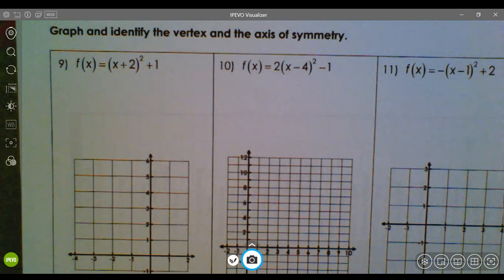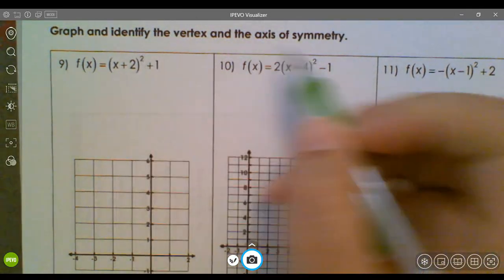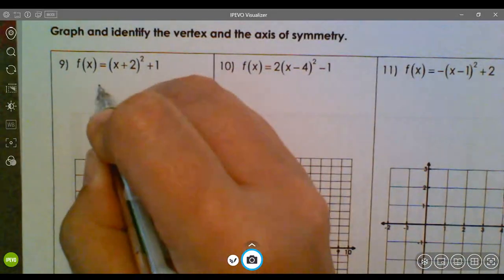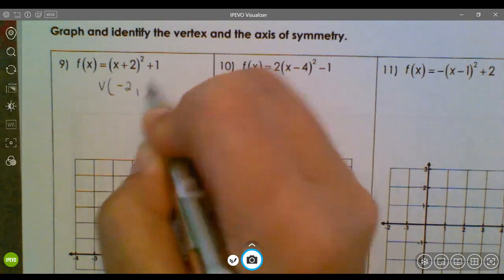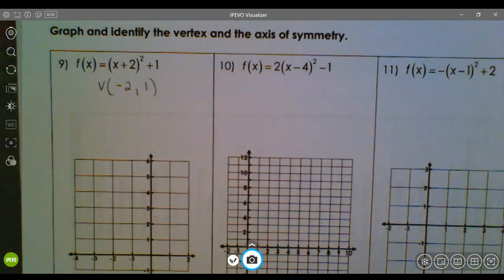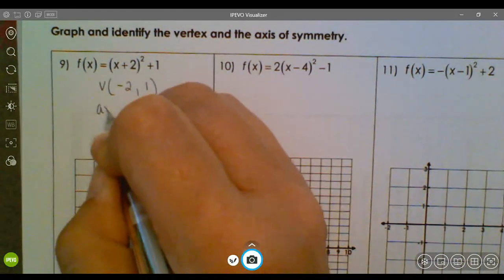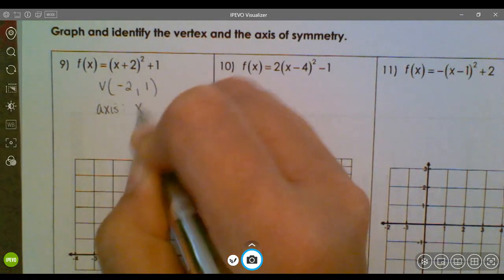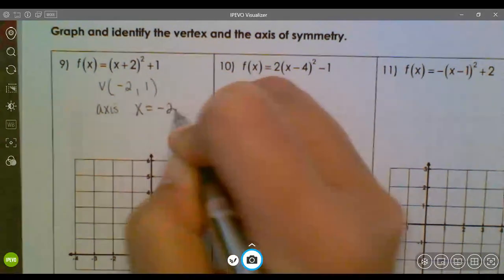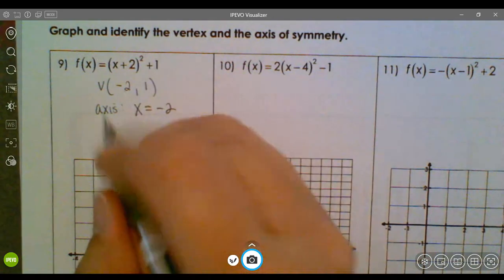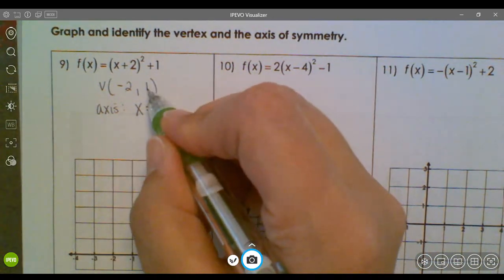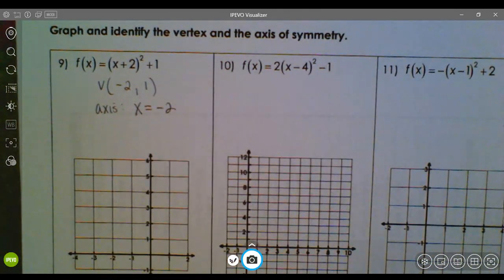Okay, so I have to identify the vertex and the axis. I can knock all that out right now. My vertex, you take the opposite of what's inside and you copy what's outside. And then I know my axis is x equals this x coordinate. The axis of symmetry is the x coordinate of your vertex. P.S. the max or the min is going to be the y coordinate. All right, but we'll save that for down the road. All right, let's see here.